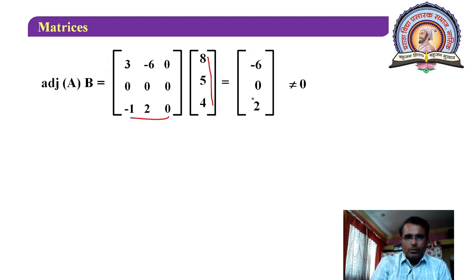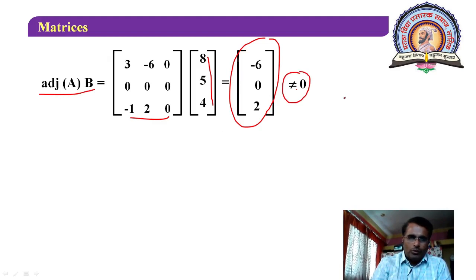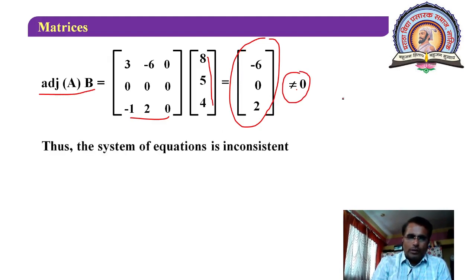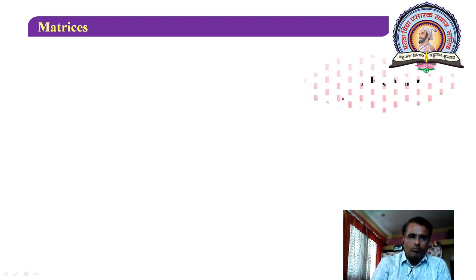Okay. So you will observe that this matrix is a non-zero matrix, and therefore it is not equal to 0. We have seen that if this adjoint A into B is equal to 0, then infinitely many solutions, and if it is not equal to 0, then it has no solution. So the system has no solution, therefore the given system is an inconsistent system. Is that clear? Okay.